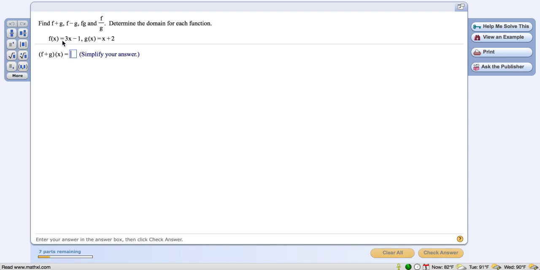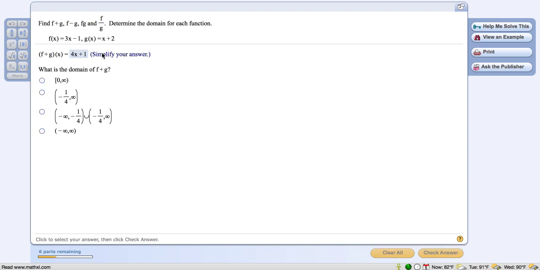They want a simplified answer for the expression for f plus g, so I just add the two. 3x plus x is 4x. Negative 1 plus 2 is plus 1. And so there's f plus g. The domain, well, look at the function now. Look at the expression. That's just a polynomial. And if it's a polynomial, its domain is going to be all real numbers.